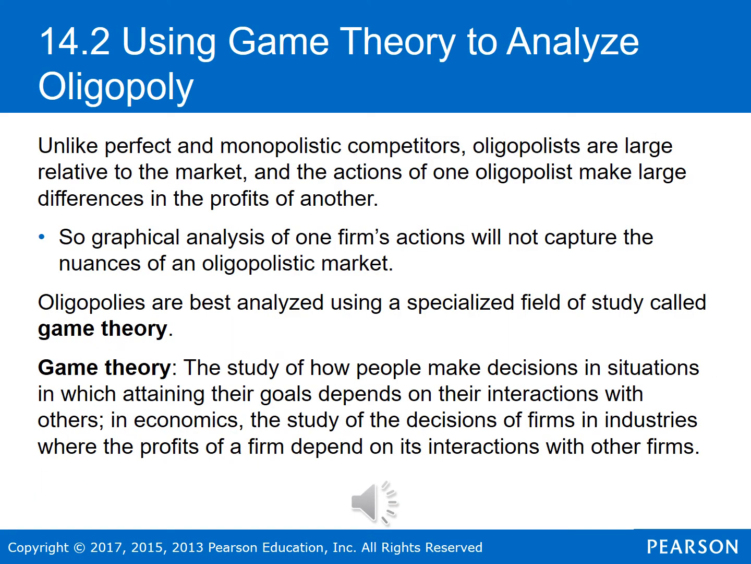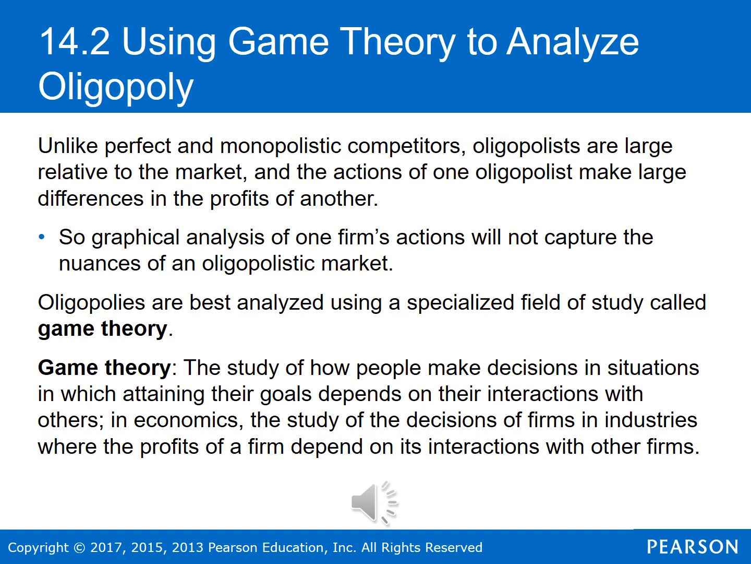Unlike perfect and monopolistic competition, oligopolists are large relative to the market, so the actions of one oligopolist make large differences for the profits of another oligopolist. So a graphical analysis of one firm's actions will not capture the nuances of an oligopolistic market. Instead of using supply and demand, marginal revenue, and marginal cost graphs, oligopolies are best analyzed using a specialized field of study within economics called game theory.